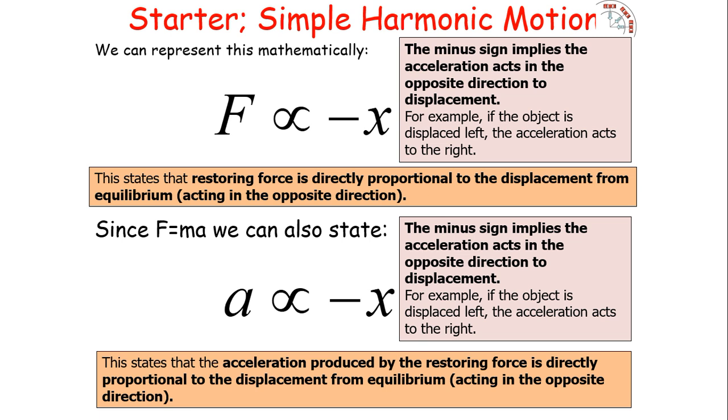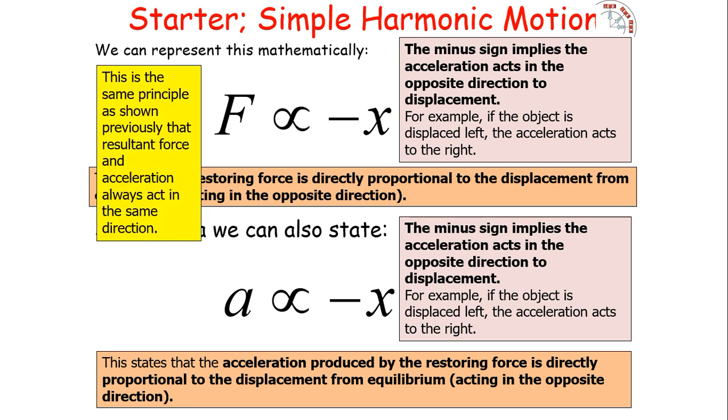So what does the negative sign mean? It suggests that the force and the acceleration are acting in the opposite direction to displacement. So if the object is displaced to the left, the acceleration acts to the right. If the object is displaced upwards, the force of the acceleration will act downwards. It's always opposing the displacement to move the object back to the center of its oscillation. So the same principle shown before, because we know that the resultant force and acceleration always act in the same direction.